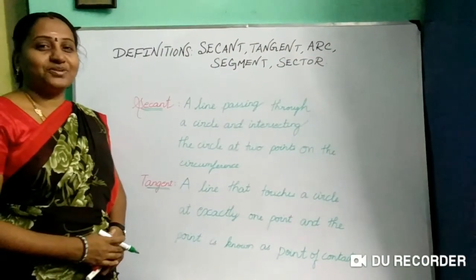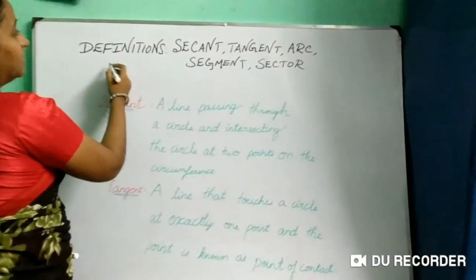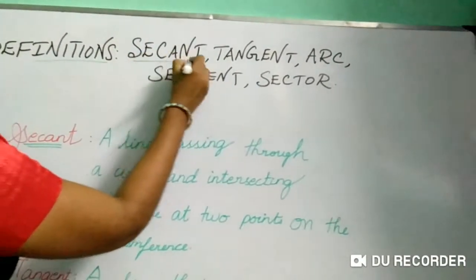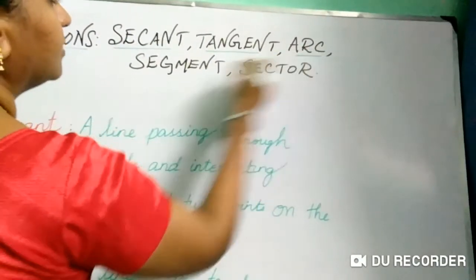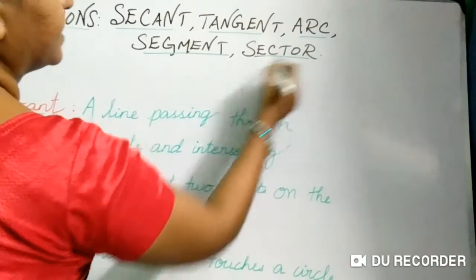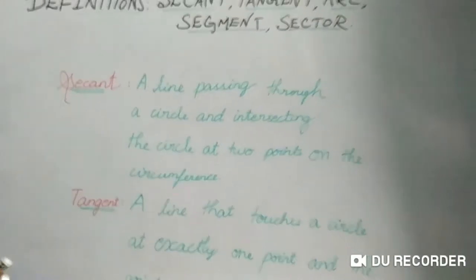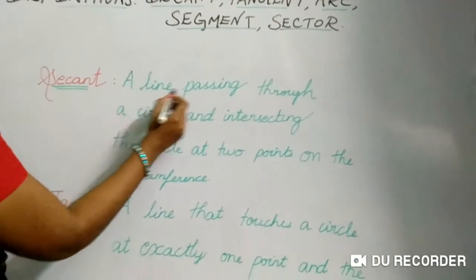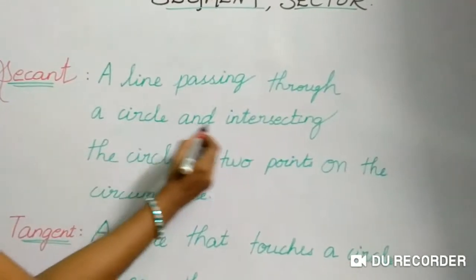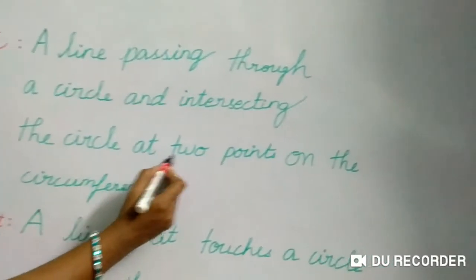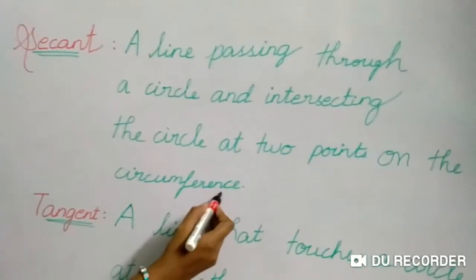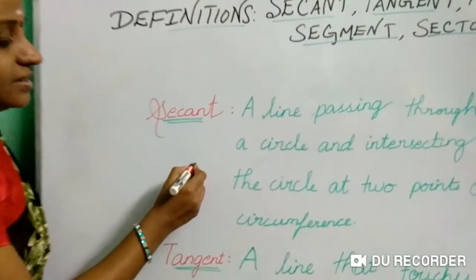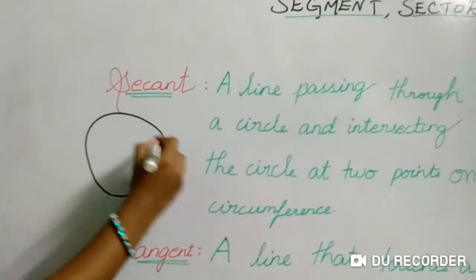Hello students, today we are going to see the topic definitions for secant, tangent, arc, segment and sectors. So the first one is secant. A secant is a line passing through a circle and intersecting the circle at 2 points on the circumference of the circle. Look here, consider a circle.